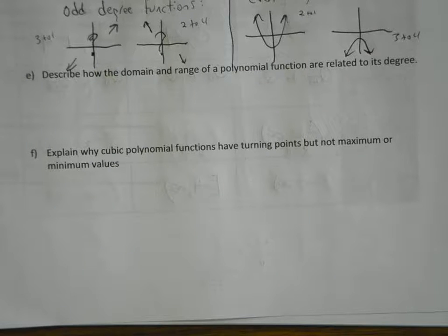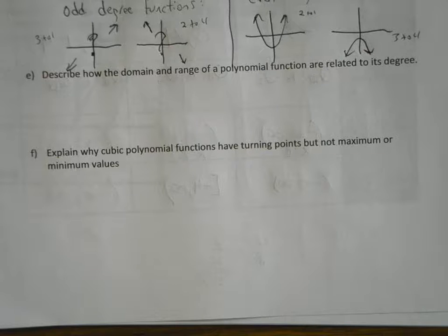Domain. Negative infinity to positive infinity. I don't care what the degree is. If it's a polynomial function, it has the same domain as every other polynomial function. Easy. The range, I would be okay with this question if they left out domain, because for the range there is some difference. I'm going to go odd degree, even degree again. Odd degree polynomial functions, because they either do this or this, have a range of negative infinity to positive infinity.